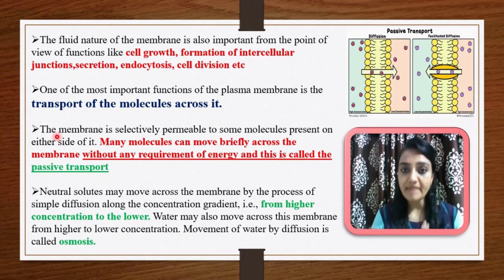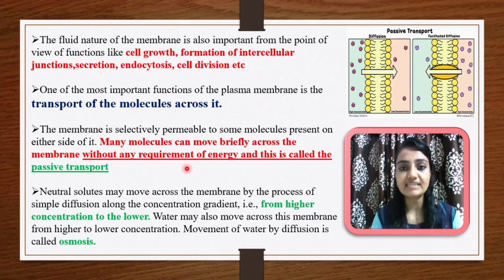The membrane is selectively permeable to some molecules, meaning it will allow some molecules to come inside and go outside, present on either side of it. Many molecules can move freely across the membrane without any requirement of energy. So if movement occurs without the requirement of energy, then this type of movement is considered passive transport.